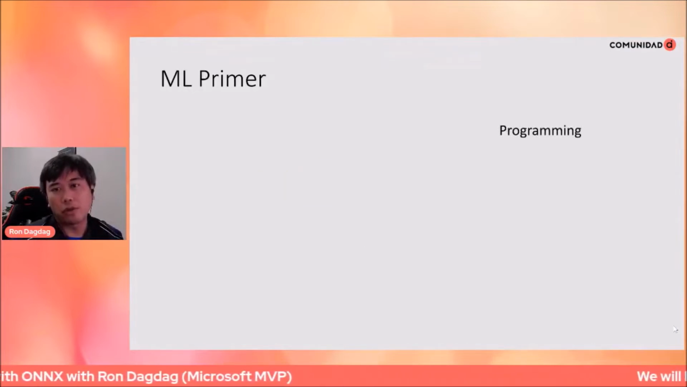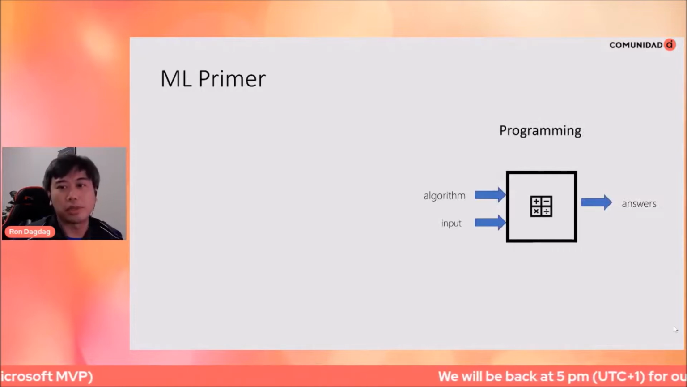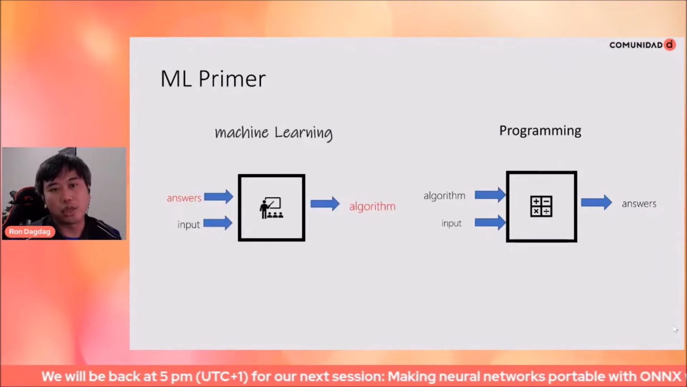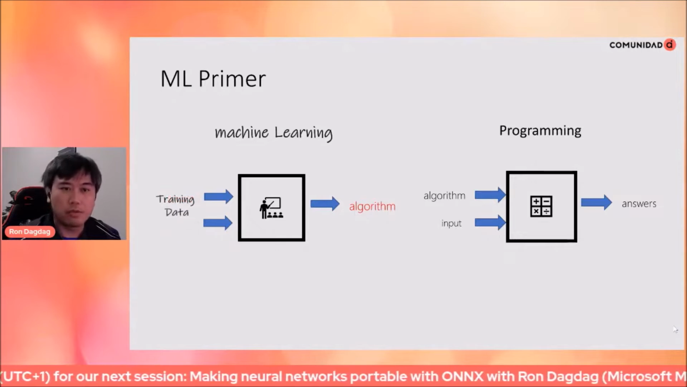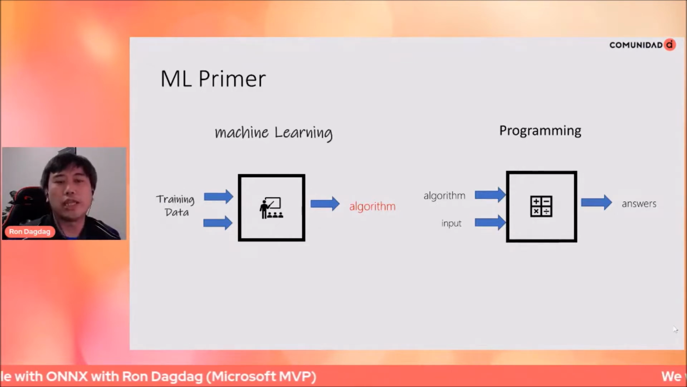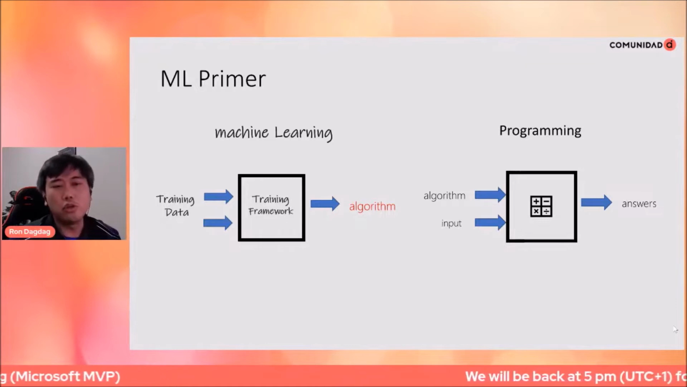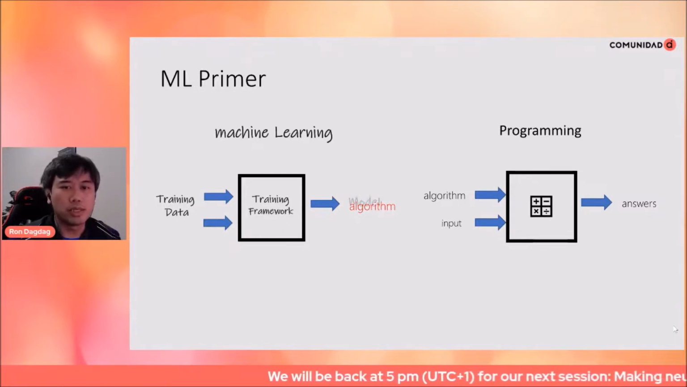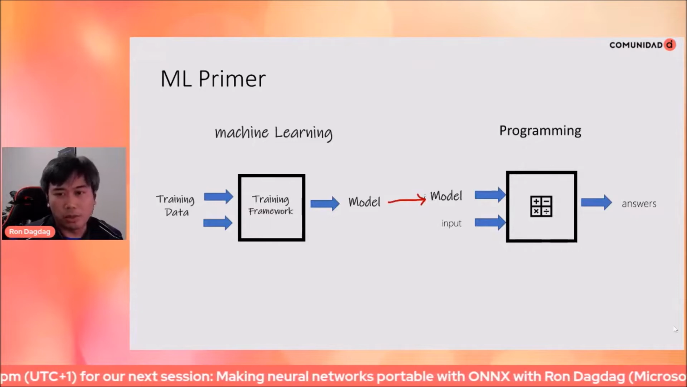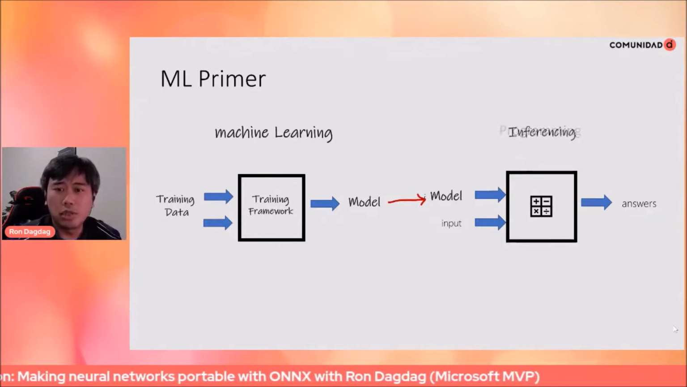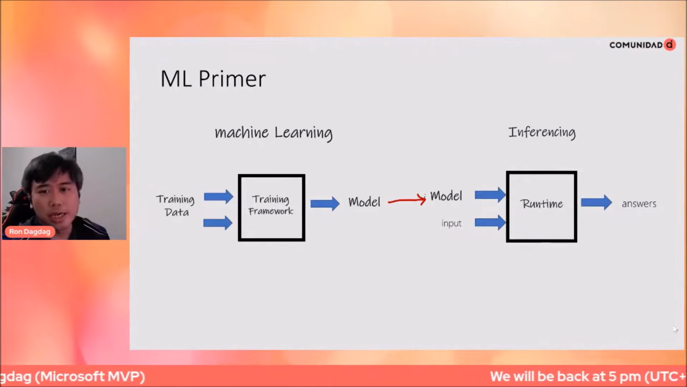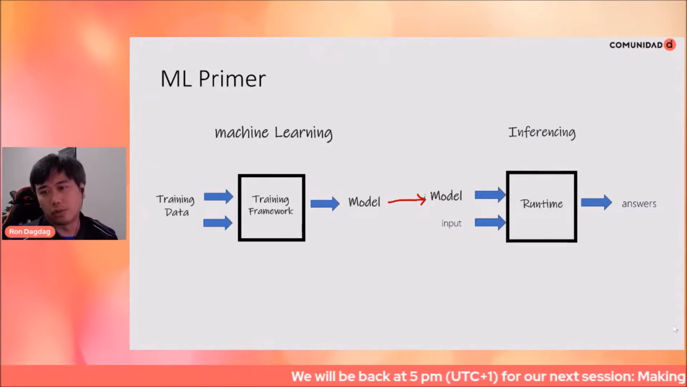So as a machine learning primer, in programming you have algorithm, input, and answers. In machine learning, you have answers, input, and algorithm. Most likely you're familiar with this: in the machine learning world, we call that training data. Then you need a training framework in order to build a model for you. That model becomes your algorithm. In order to use that model, that's what we typically call inferencing, and we need an inferencing runtime in order to consume that model and get answers.